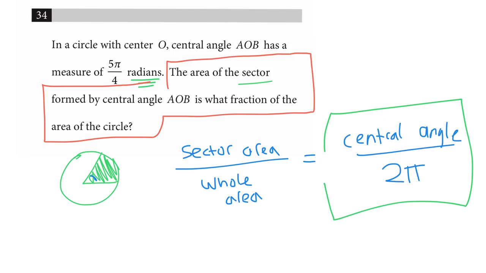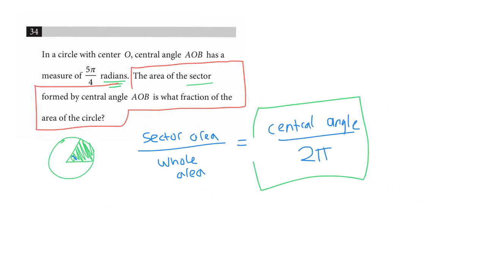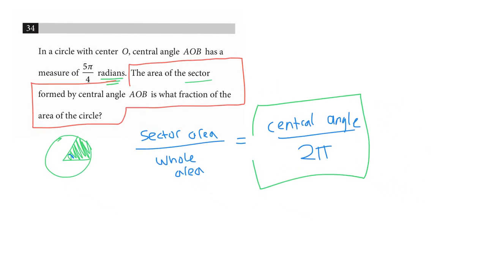The reason I want to focus here is because they give us the central angle right there, 5 pi over 4. So this is going to be as follows. I'll write it underneath in black: 5 pi over 4, that's the central angle, over 2 pi. And this is going to be the answer. Now, the question is, how do I navigate this? 5 pi over 4 over 2 pi. How do I simplify that?